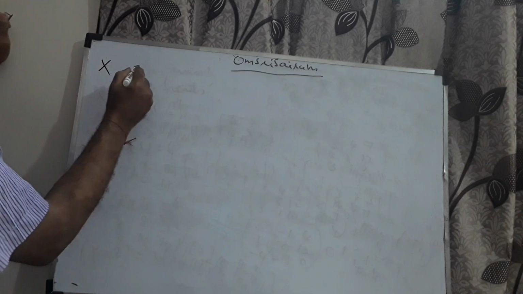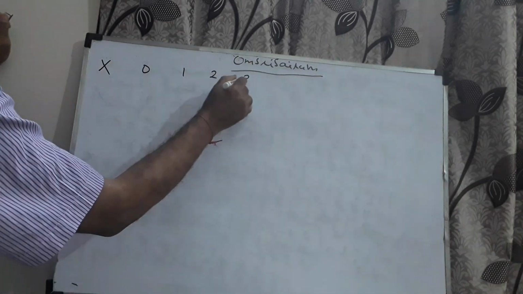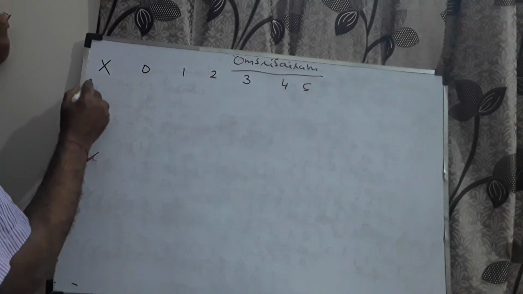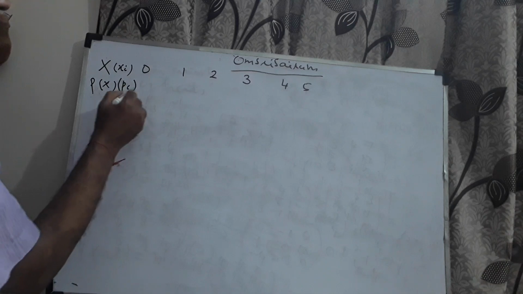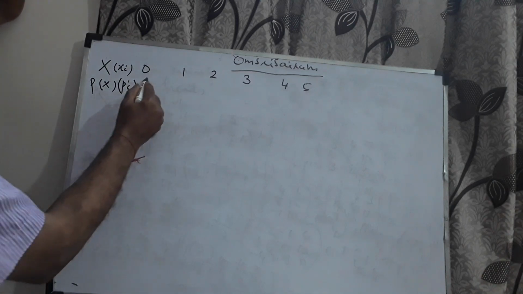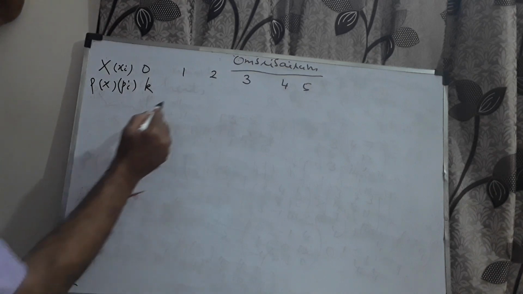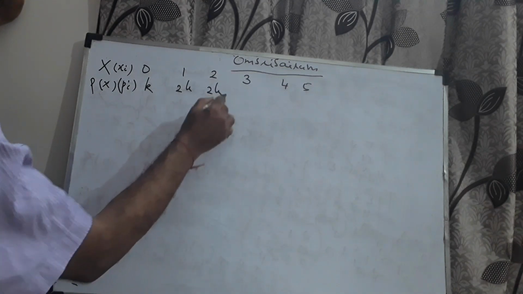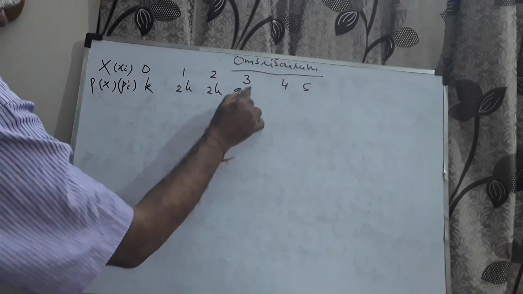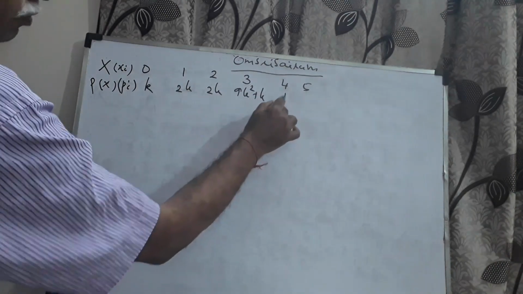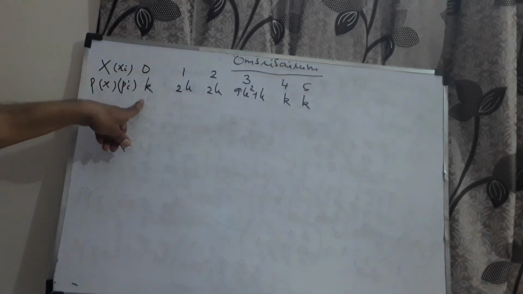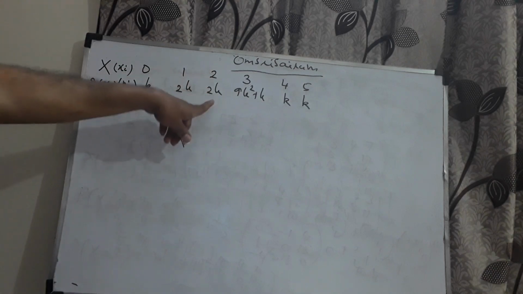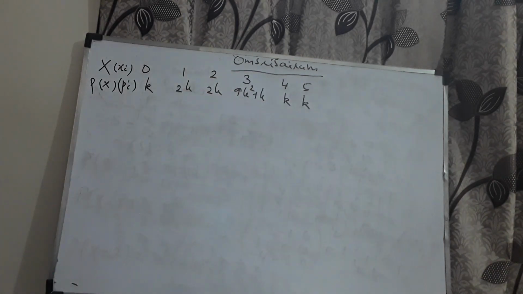Okay, let me write x values 0, 1, 2, 3, 4, 5. The corresponding probabilities, we just call it as xi here. We call the probabilities as pi here. They are given to be k, 2k, 2k, 9k square plus k, and of course k and then k. Probability for 0 is k, probability of 1 is 2k, for 2 is 2k, for 3 it is 9k square plus k, for 4 it is k, and for 5 it is k.